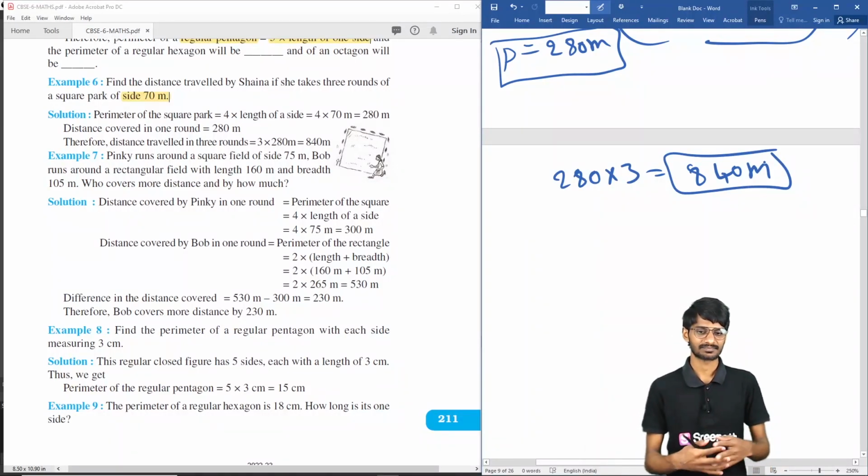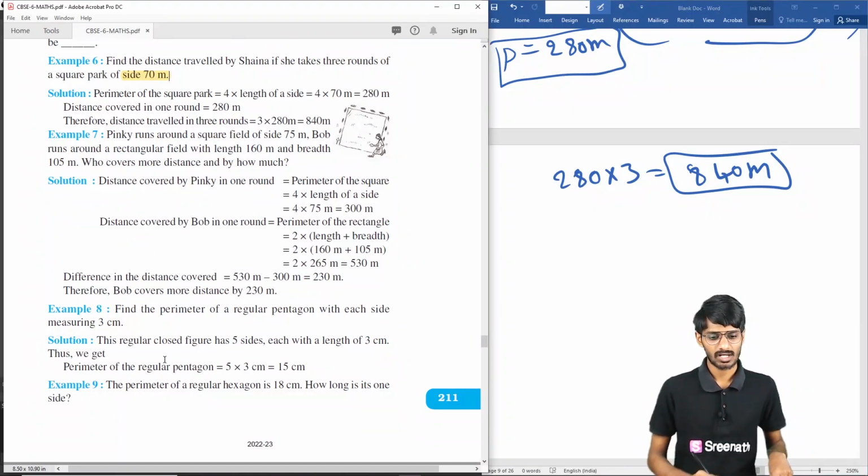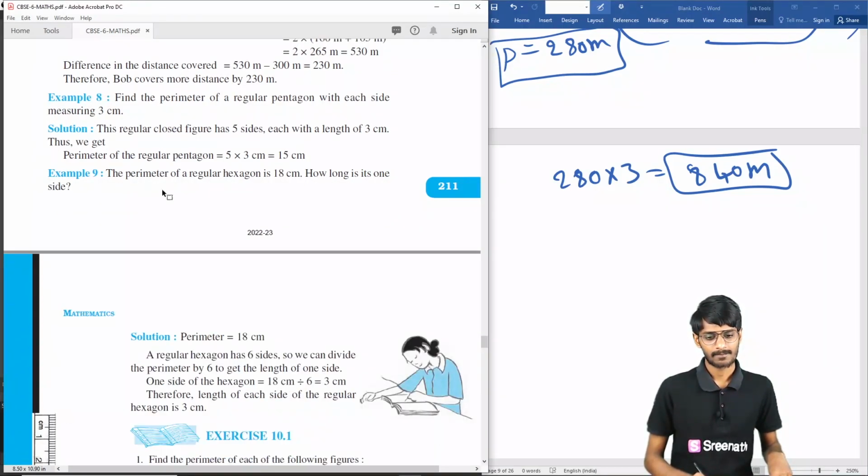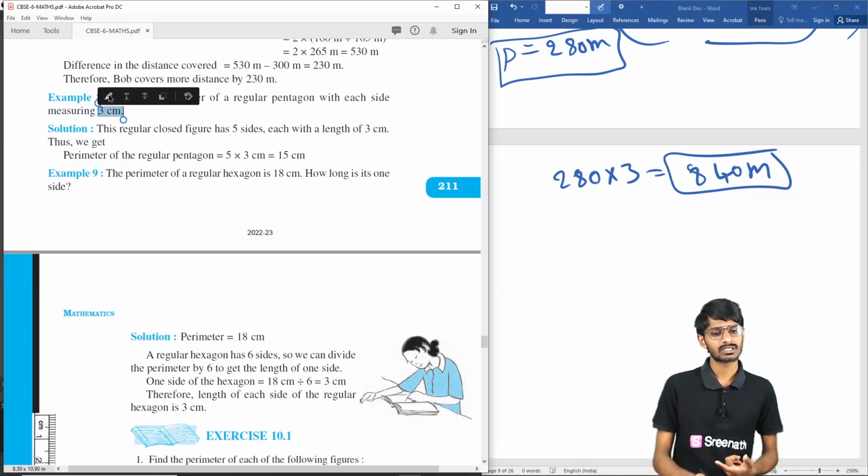That's it, students. Do this on your own. I will help you to crack this. Find the perimeter of a regular pentagon with each side measuring 3 centimeters. It is so simple, students.